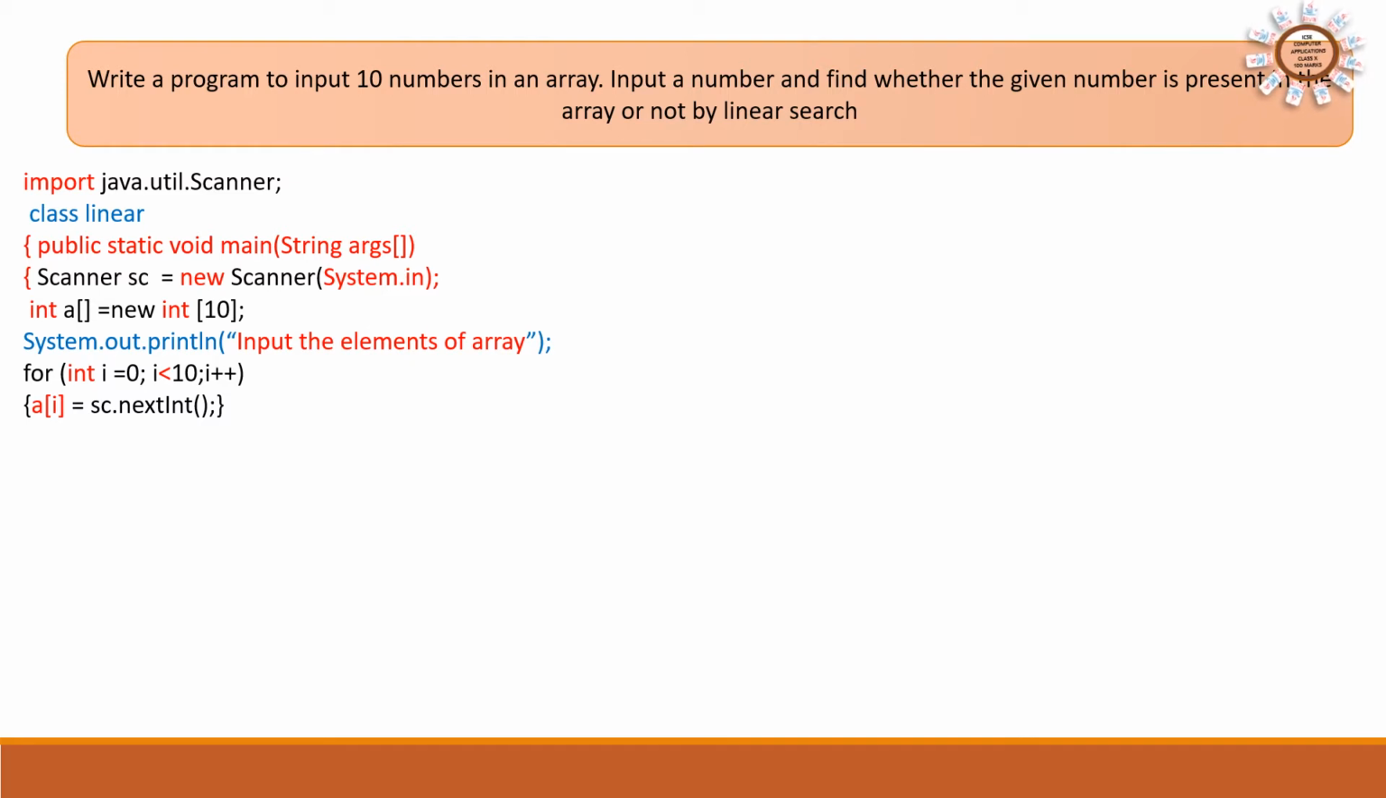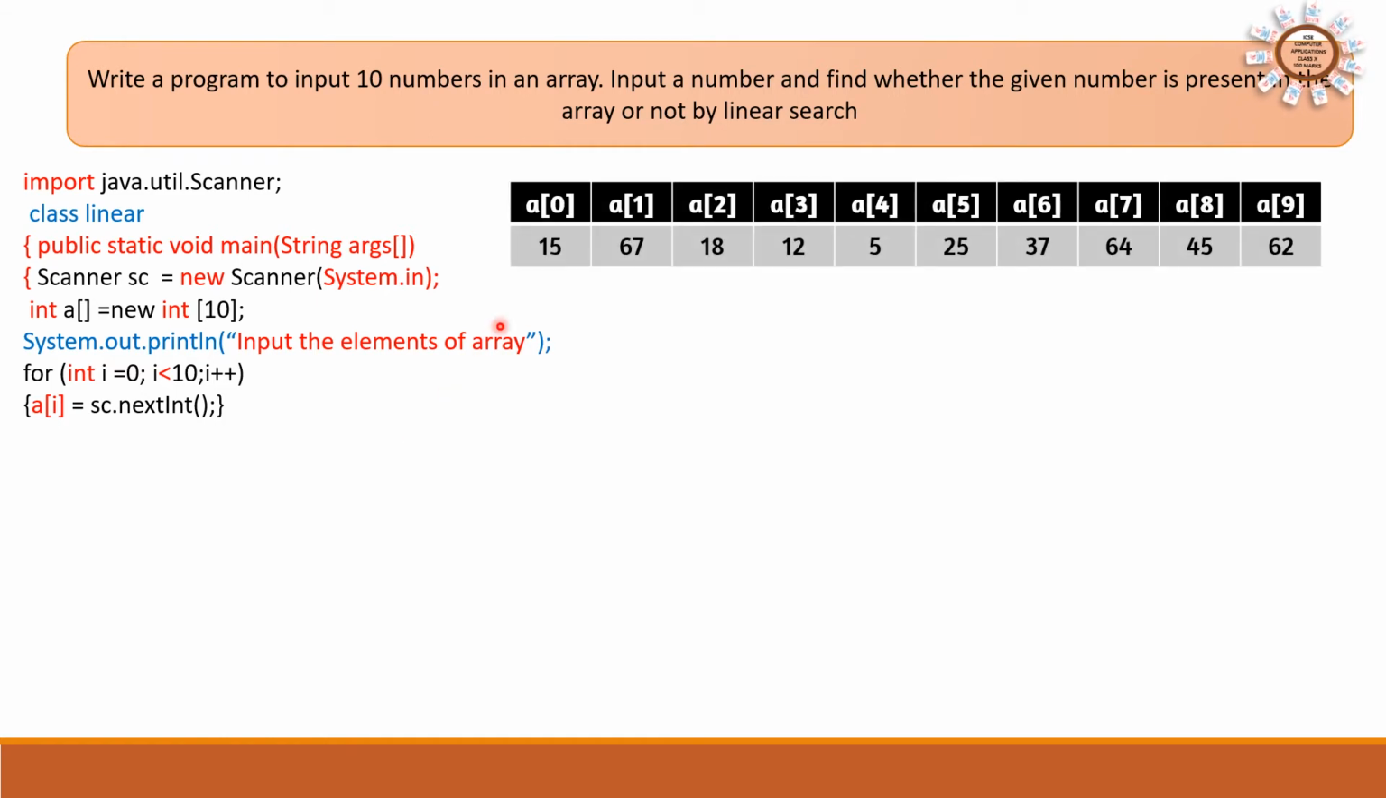Now accept the elements. System.out.println input the elements of the array, and for int i = 0, i < 10, i++, a[i] = sc.nextInt(). So here we can see from a0 to a9 the elements are inputted: a0, a1, a2 up to a9, any numbers of your choice. Then give the message System.out.println input the number to be searched. After accepting the 10 elements, accept a number which we have to search, int x = sc.nextInt(). Whatever number you have to search will be coming in x.